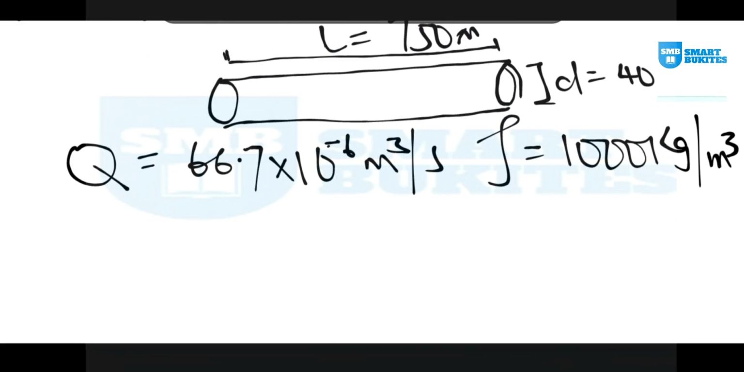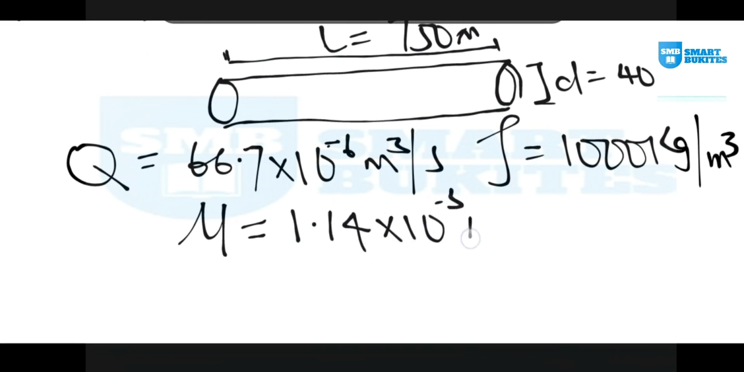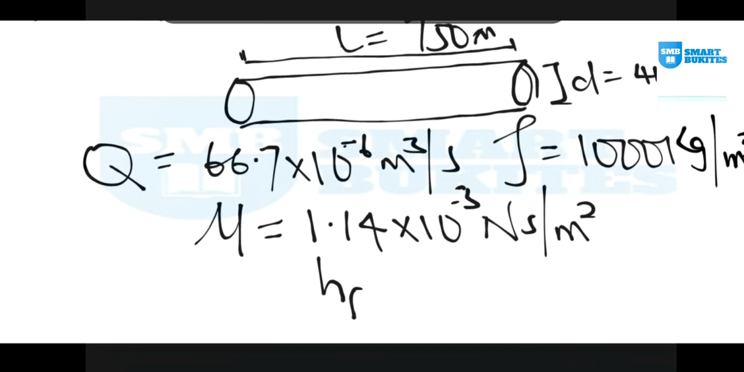Then we are given another property, that is the dynamic viscosity, which is 1.14 times 10 to the power of negative 3 Ns per meter squared. We are then told to find the head loss due to friction. That is, the head loss due to friction is unknown to us. That is what we are going to find.